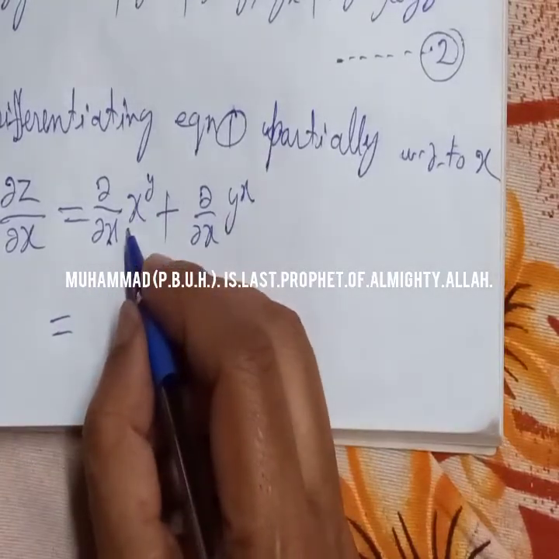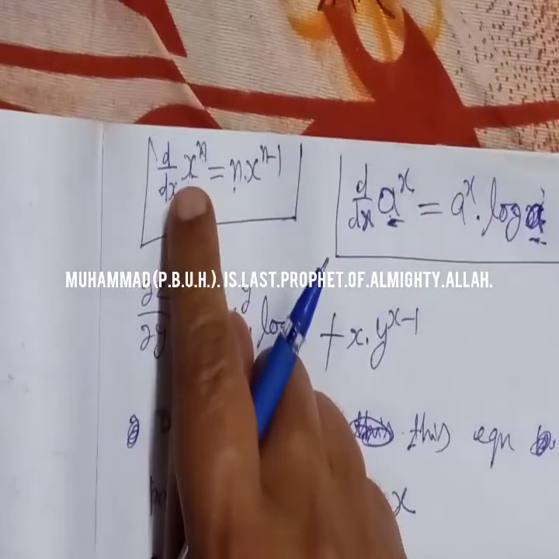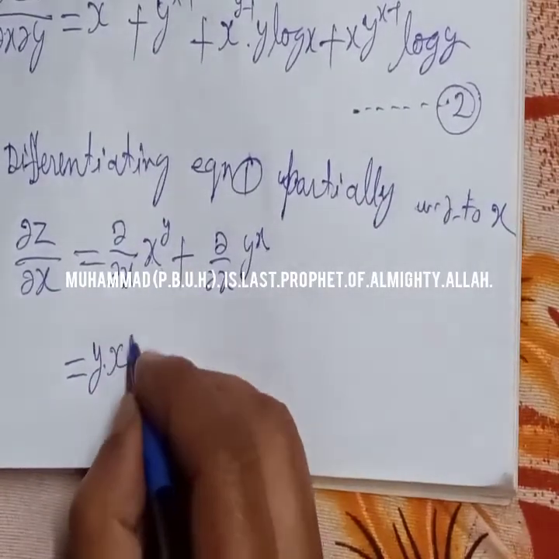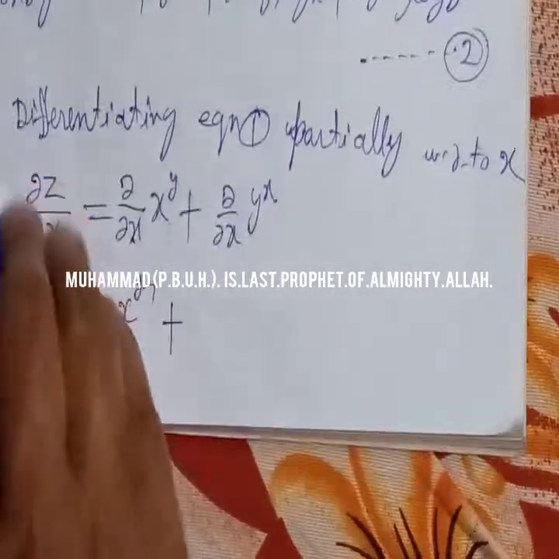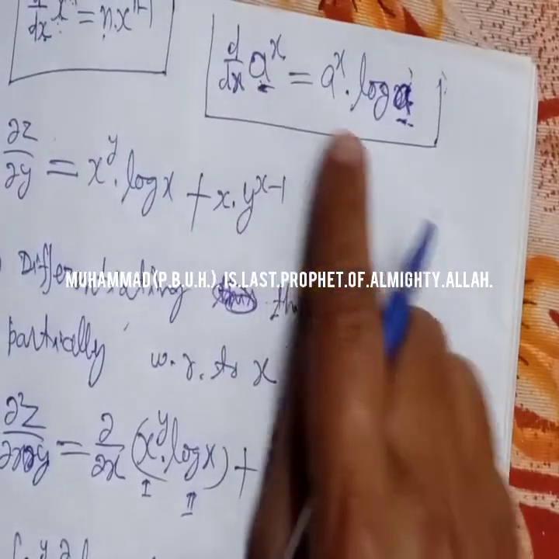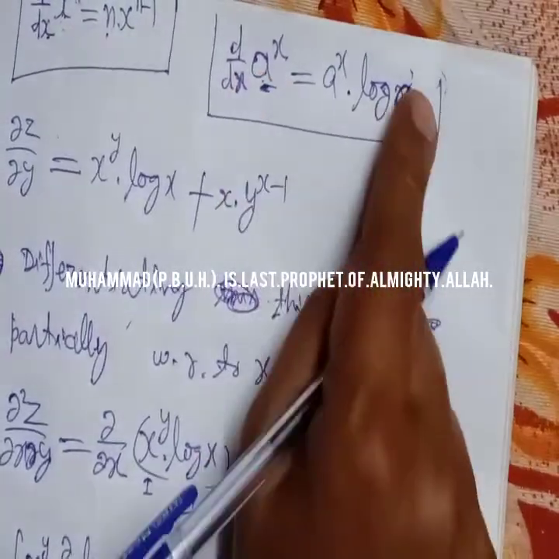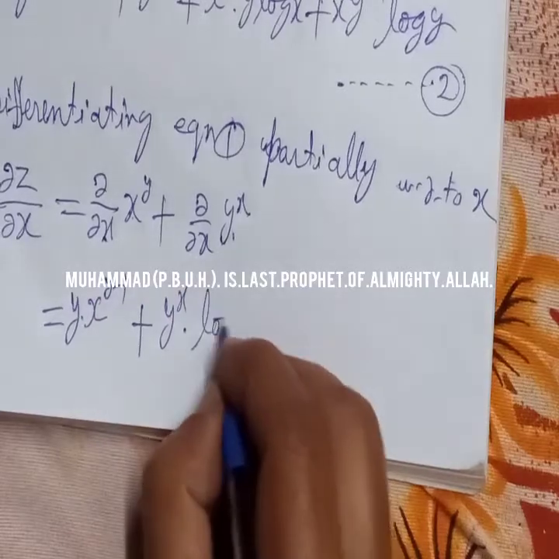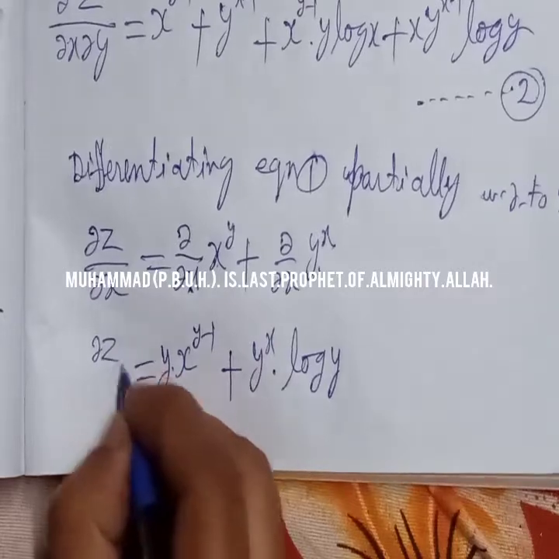So variable to the power constant is this formula, I will use this formula. So this y is multiplied here, and x to the power y minus 1 according to this formula, and constant to the power variable is equal to this value, write as it is, and log of a. So I write y to the power x as it is, and log y. This is the value of del z over del x.